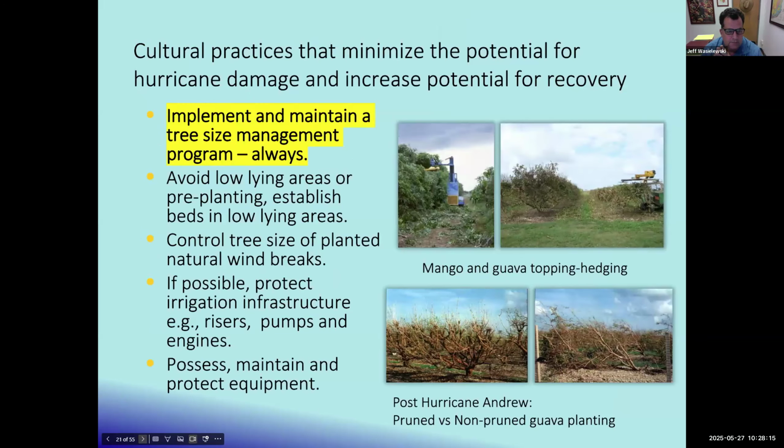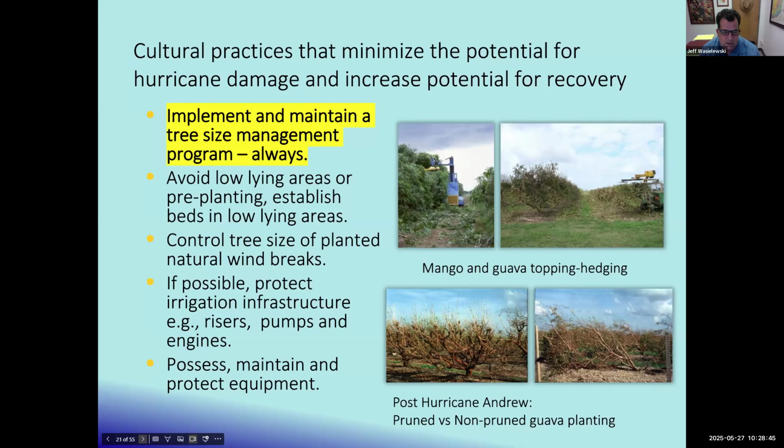So cultural practices that minimize potential for hurricane damage and increase potential for recovery. So these are things you can do beforehand that are going to make it less of a problem when the hurricane comes. So always implement and maintain a tree size management program, always. So keep your trees pruned, very important.